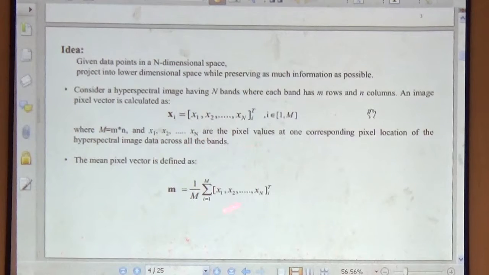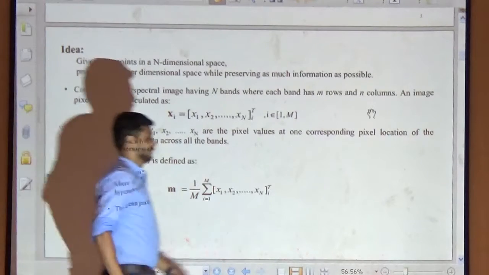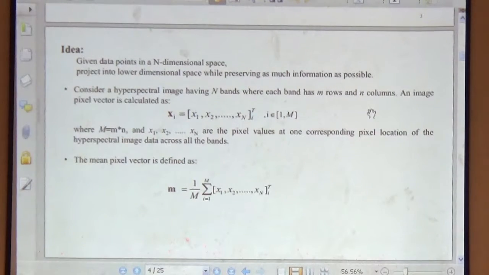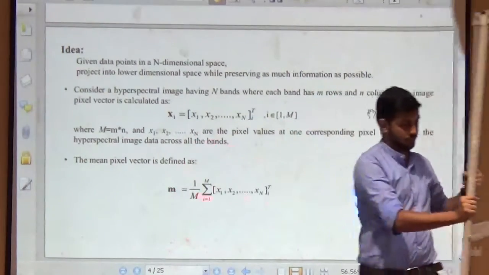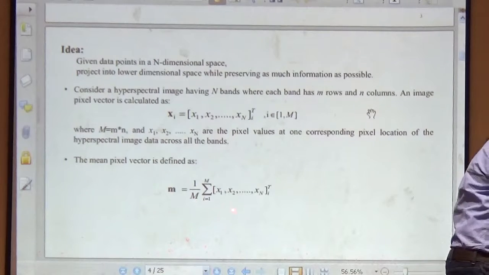So now we can find the mean vector. Suppose there are several such points. There are capital M different points. So if I have such capital M number of n-dimensional vectors, then I can find the mean vector to represent these vectors in some cluster. This is some kind of a centroid of that cluster. You can think about it. So the mean pixel vector can be written like this. Very simple thing.